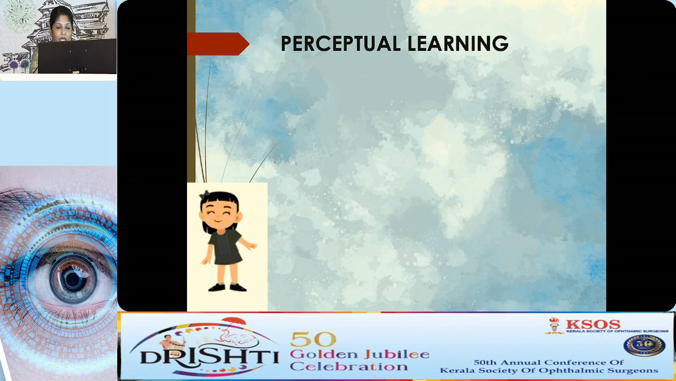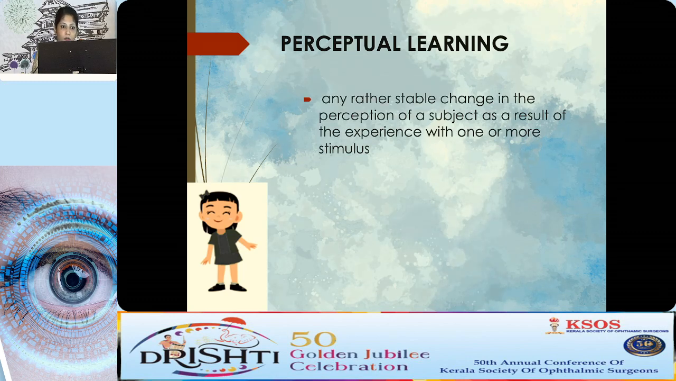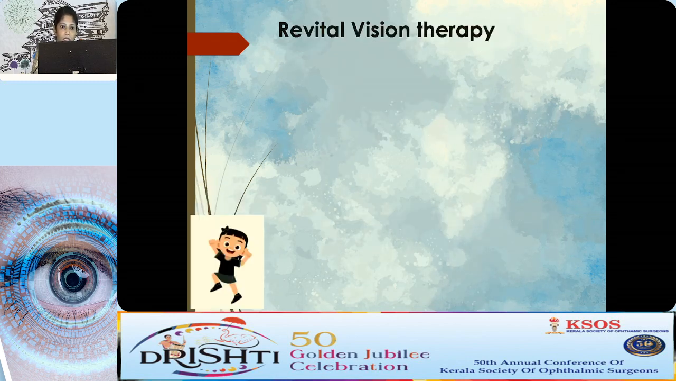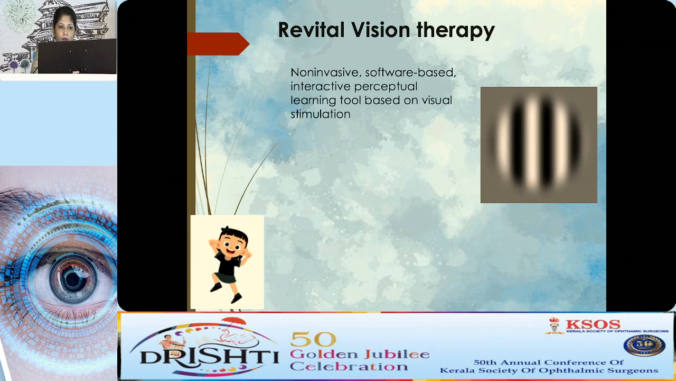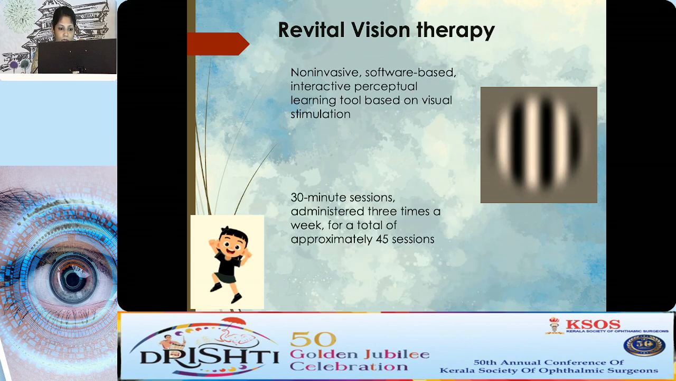The session is up. And next method is perceptual learning. Methods based on perceptual learning. We have the Revital vision therapy. Here the GABA patches, it's software based, but GABA patches have been used to stimulate the occipital cortex.